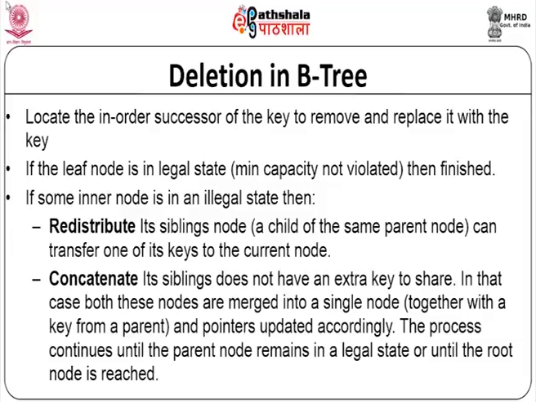Concatenate, if the sibling does not have an extra key. Considering any of the siblings, none of them may have an extra key to share. In that case, both of these nodes are merged into a single node together with the key from the parent, and pointers are updated accordingly. The process continues until the parent remains in a legal state or until the root has been reached. So, that is deletion.